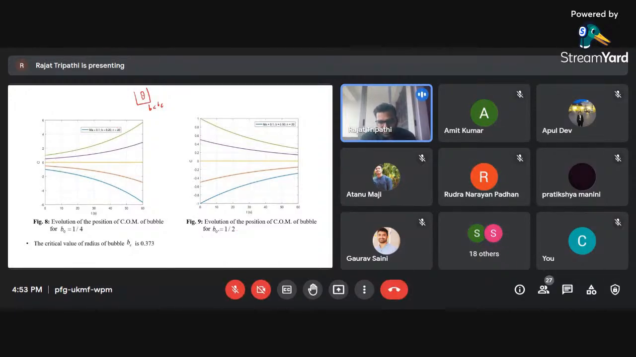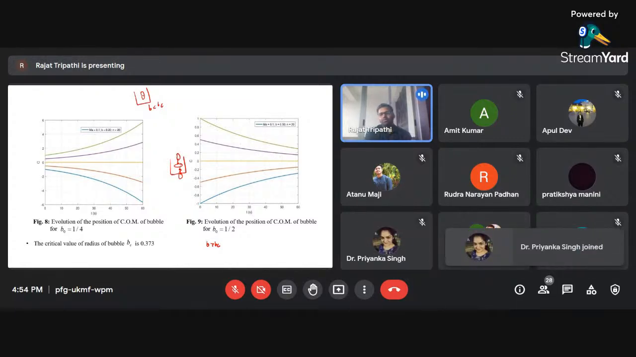Whereas if we take the initial radius to be more than Bc, because Bc is almost 0.37, so when initial radius is more than 0.37, that is 1/2, then we see that the bubble is converging toward its initial position. The bubble is not going away from the origin. When B is greater than Bc, it is moving towards the center of mass or towards the initial position. If it is in the other direction, then too it moves towards the center of mass or towards the original position of the bubble.